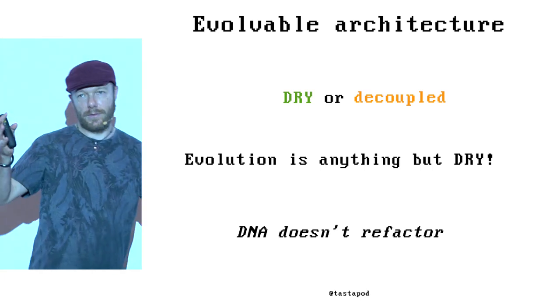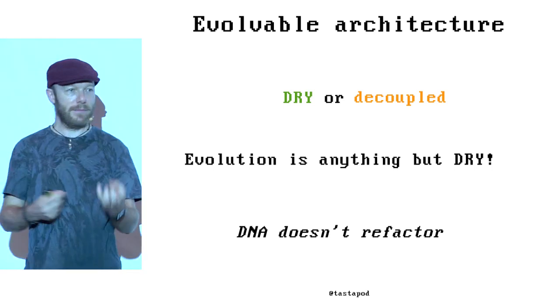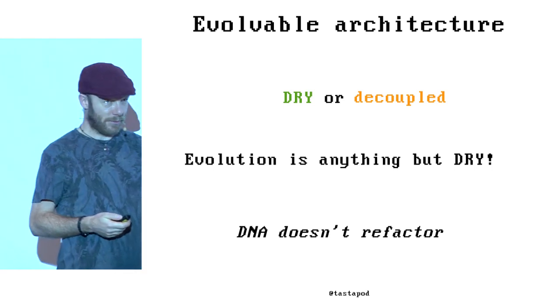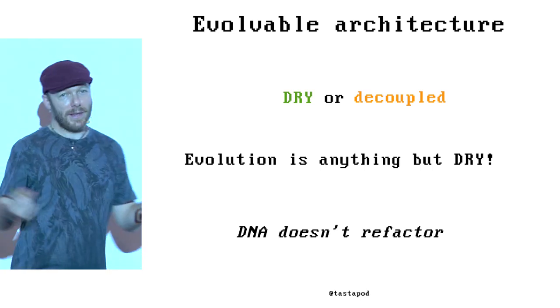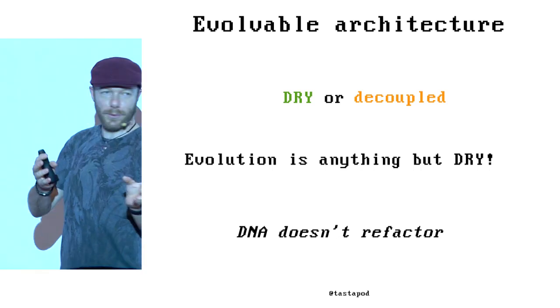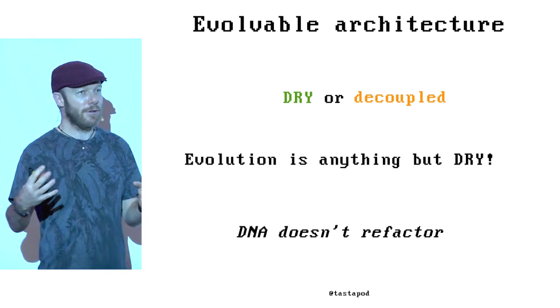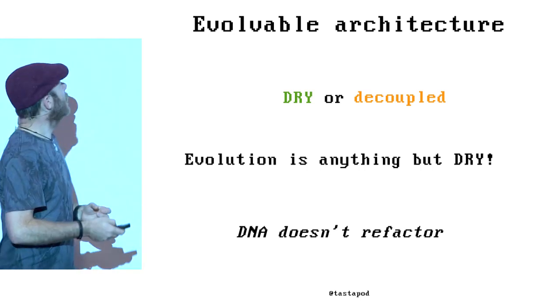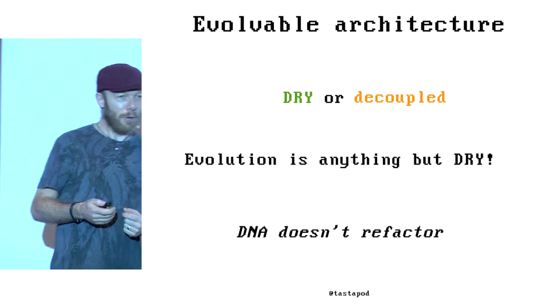So what I mean by that is this. I've got two components, and they do a similar thing. And so I factor that similar thing into a library, because that's what I do. Because DRY says, don't repeat yourself, refactor mercilessly. And I do that, and now suddenly these two things are coupled. They're no longer independently deployable, independently evolvable. So DRY or decoupled, suddenly it's no longer such an obvious trade-off.